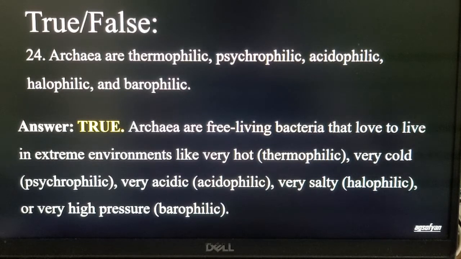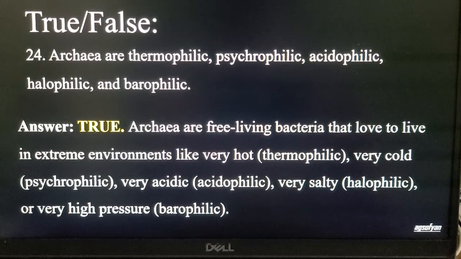Halophilic. Halo means salt, salty. So there are some Archaea that really like to live in very salty environments. Barophilic. Baro means atmospheric pressure, very high pressures.